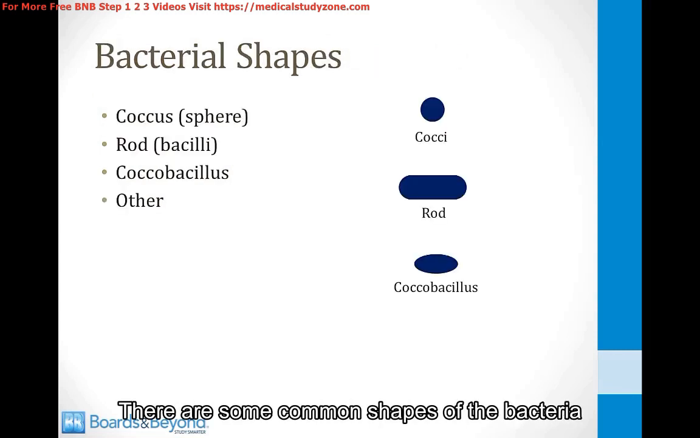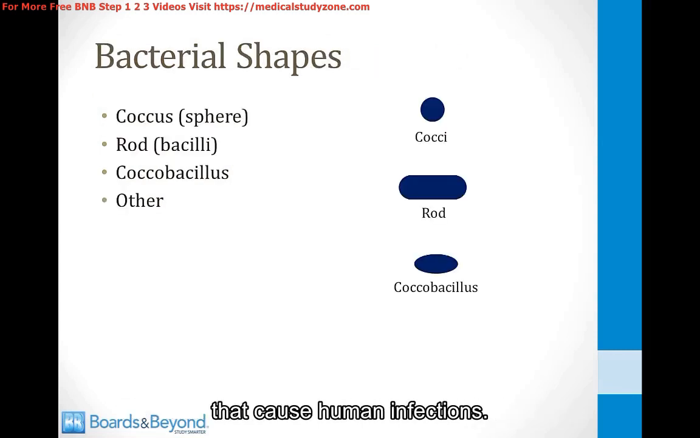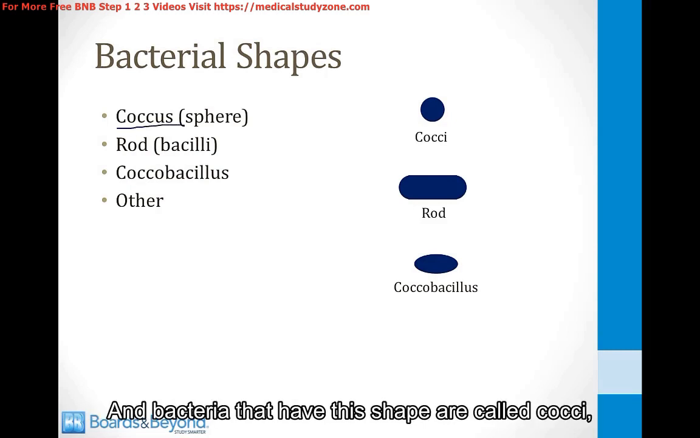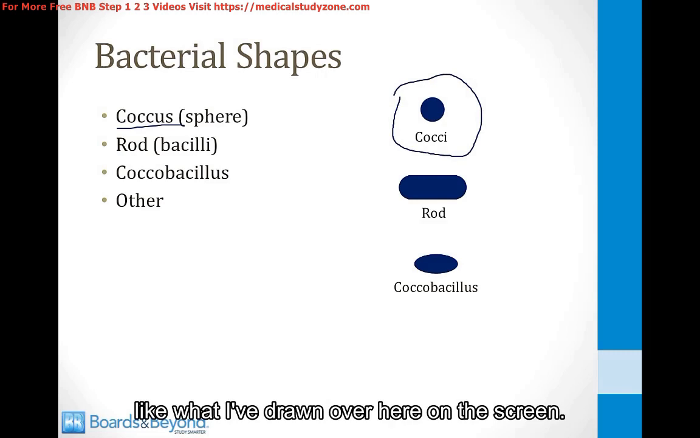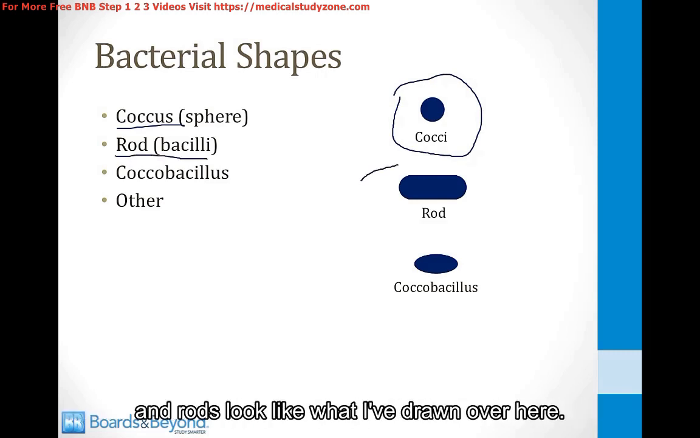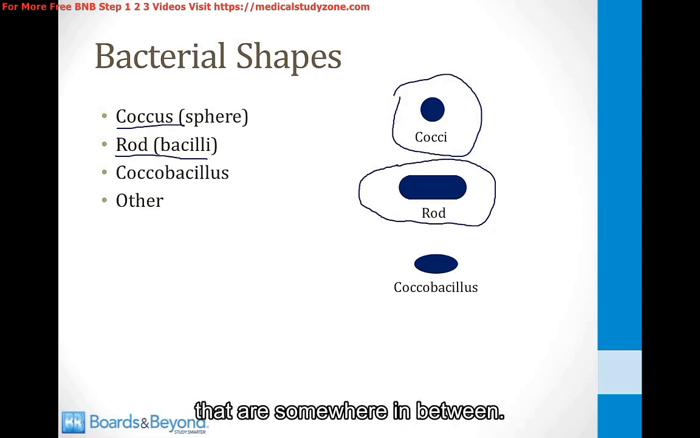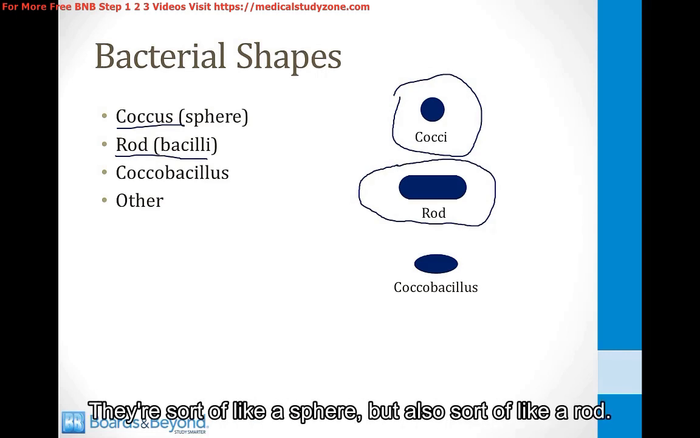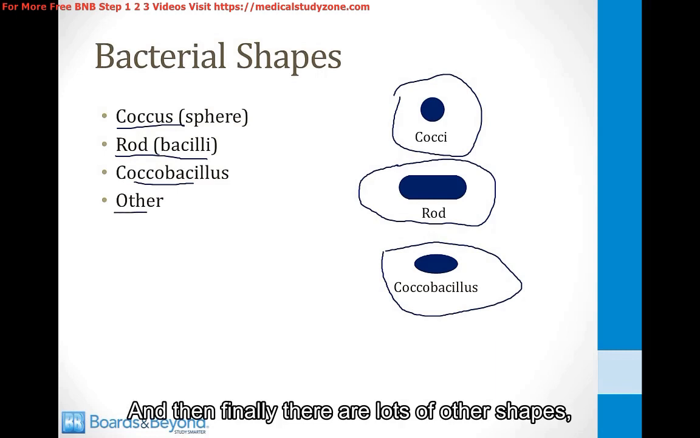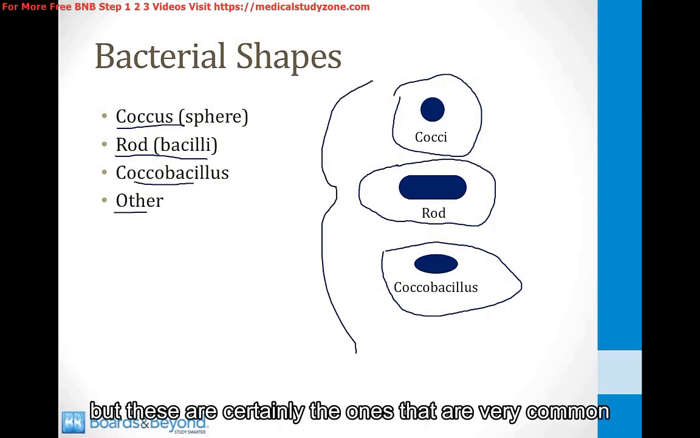There are some common shapes of the bacteria that cause human infections. The first common shape is called a coccus or a sphere, and bacteria that have this shape are called cocci, like what I've drawn over here on the screen. Another common shape are rods, which are also called bacilli, and rods look like what I've drawn over here. And then there are some bacteria that are somewhere in between. They're sort of like a sphere, but also sort of like a rod. We call those coccobacilli or coccobacillus-shaped bacteria. And then finally, there are lots of other shapes, but these are certainly the ones that are very common.